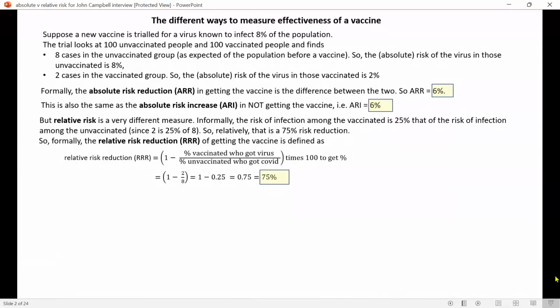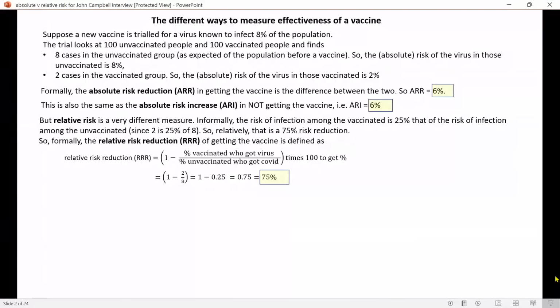And formally, that's how we define the relative risk reduction measure. So the relative risk reduction of getting the vaccine is 1 minus the proportion of vaccinated who get the virus, which was the 2%, divided by the proportion of unvaccinated who get the virus, that's 8%. So it's 1 minus 2 over 8, that gives you 1 minus a quarter, which is 0.75, which is 75%. So that's how they formally define the relative risk reduction.